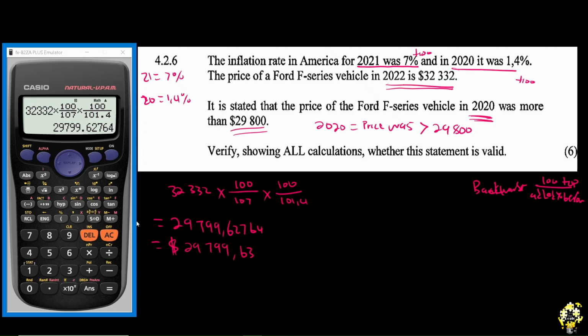Now, they said that we should verify, so we are supposed to say, is this greater than this? Because they said that the price in 2020 is going to be greater than 29,800. Does this look like 29,800? No, it's close, but it's not. In mathematical literacy, even if it's by a cent, it's invalid. Nope, invalid. That's how you do it.